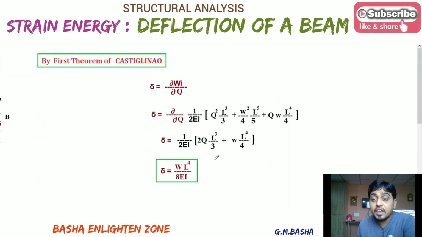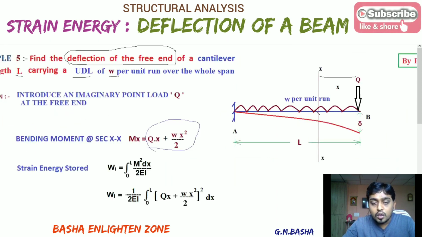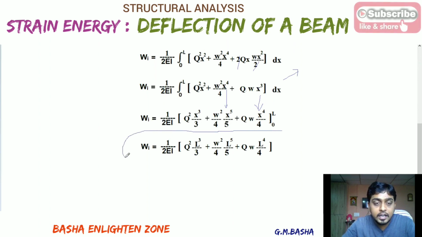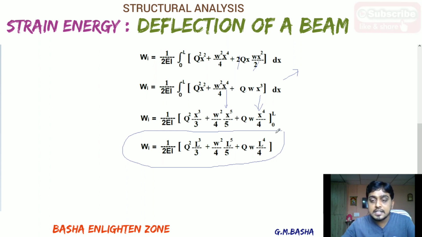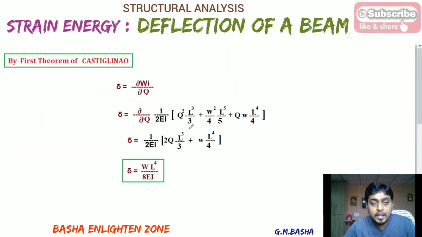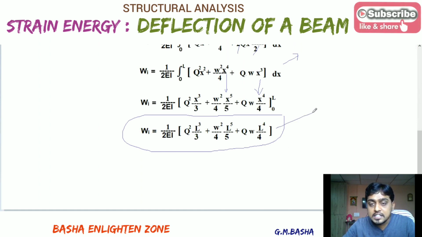So here we want the deflection at the free end. Already, based on the strain energy, we obtained this equation. So if you want the deflection at the free end, I am taking it directly by using the first theorem of Castigliano, that is delta will be equal to ∂Wi/∂Q. See here, ∂Wi/∂Q. So what is the Wi value here? Which is the internal energy stored. So already you will get this equation.